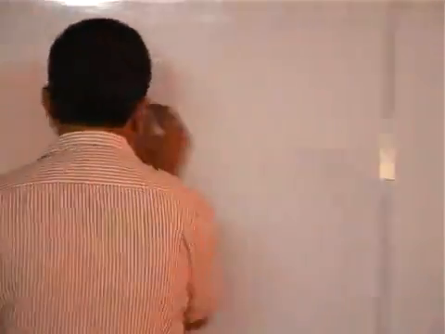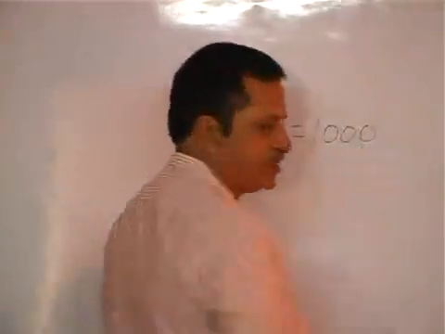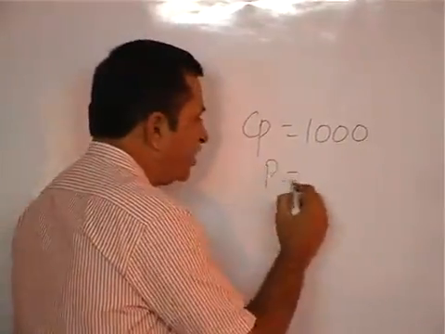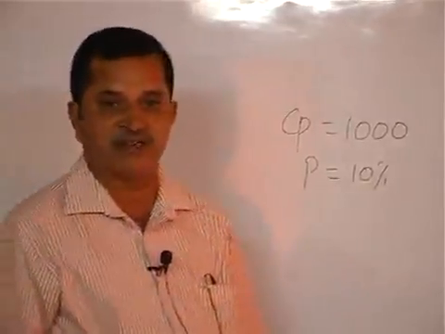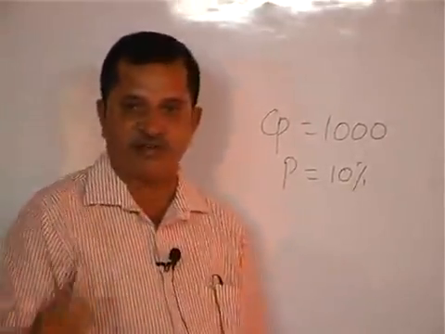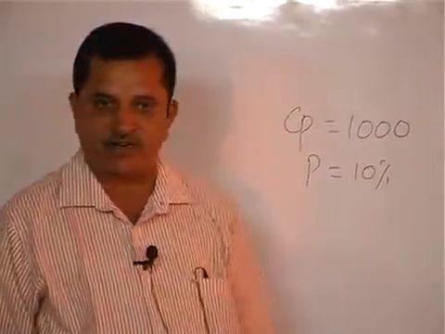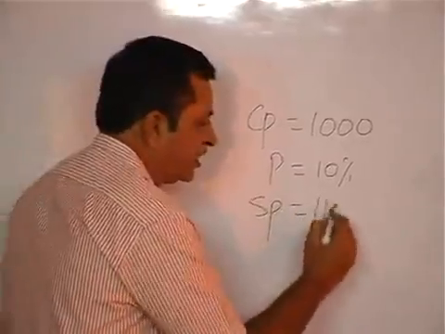Suppose I have purchased a radio for 1,000 rupees. I sold at a profit of 10%, which means 10 rupees profit for 100. So for 1,000 I got 100 rupees profit, is it not? So the selling price of this radio is 1,100.